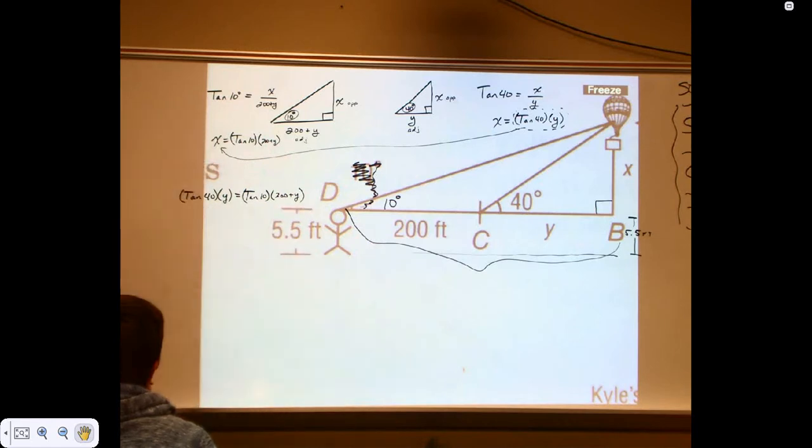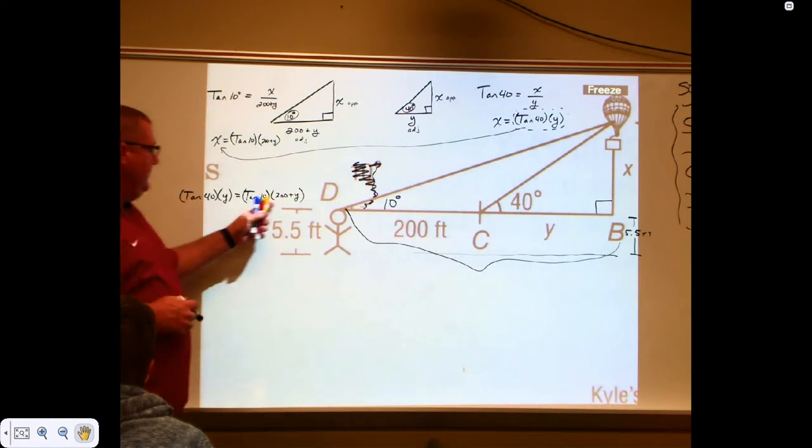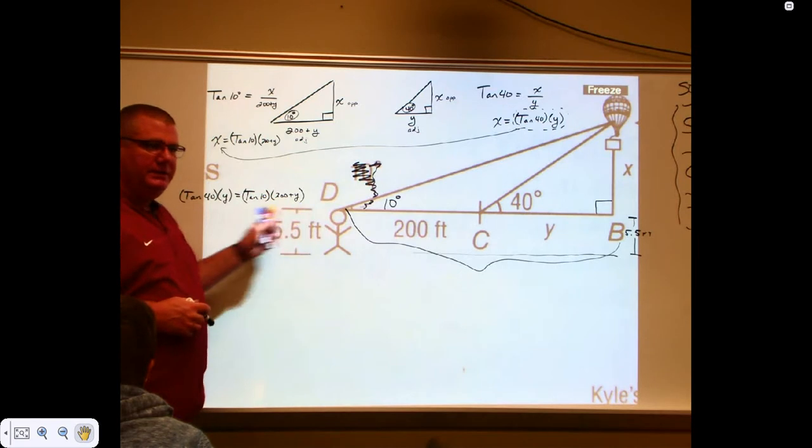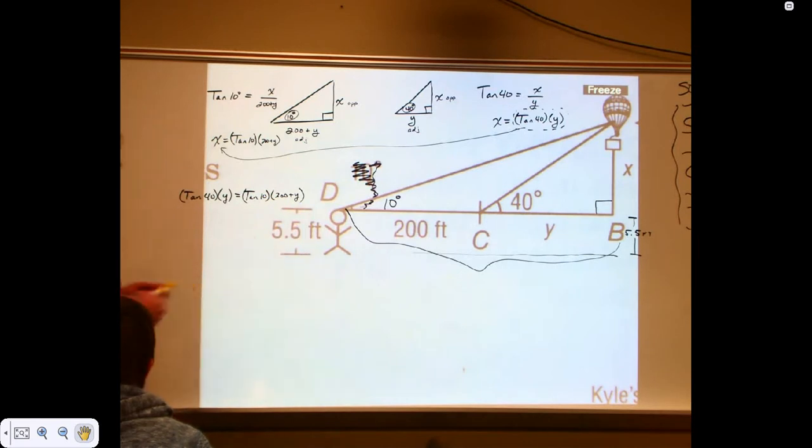Now, this is a big ugly mess, isn't it? It is because tangent of 40 is kind of an odd, weird number. In essence, this is like saying 3y is equal to 3 times 200 plus y. You see what I'm saying, it's really just that. It's just a lot to write down, a lot to keep straight. Remember, this is just a number.